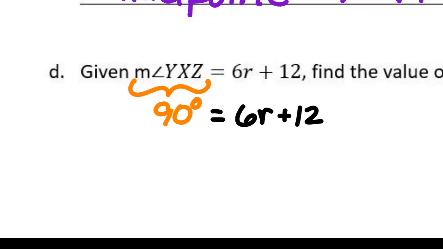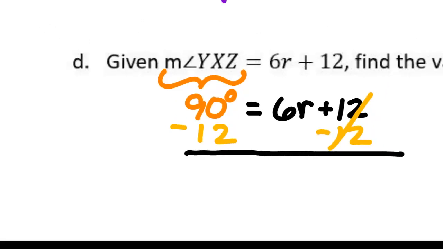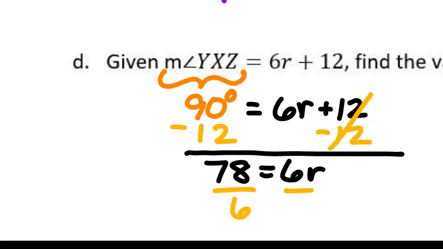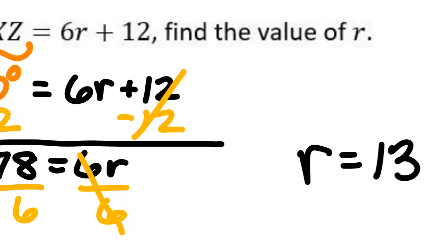And now we're going to solve this for r. So I'm going to subtract 12 from both sides. Does anybody know what 90 minus 12 is? 78. So 78 equals 6r. Divide both sides by 6. And that means r is how big? 13.